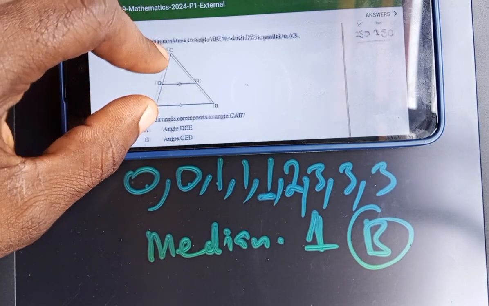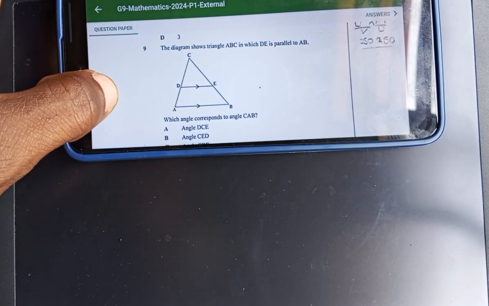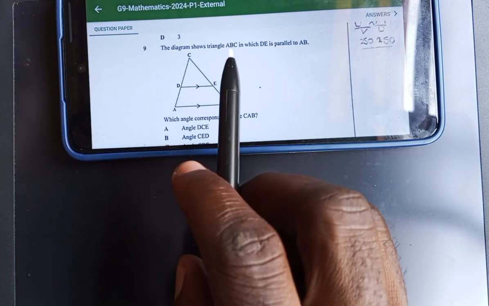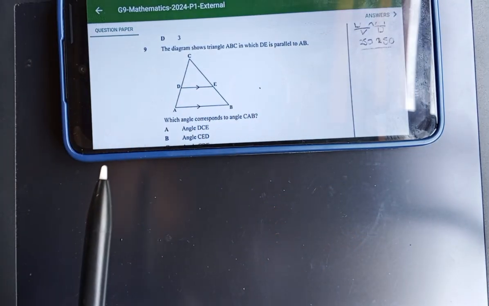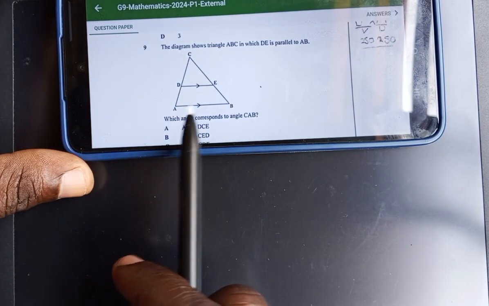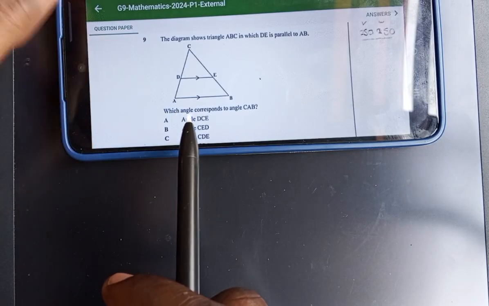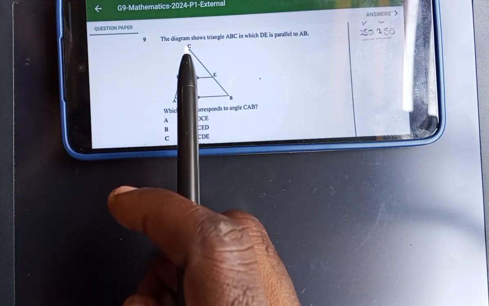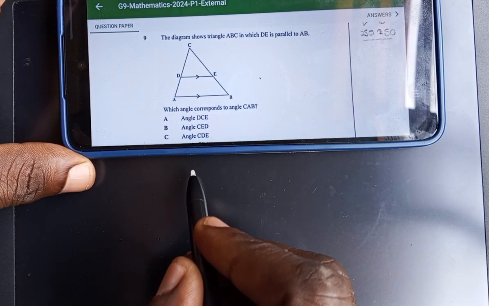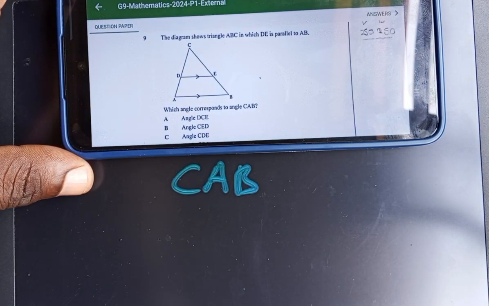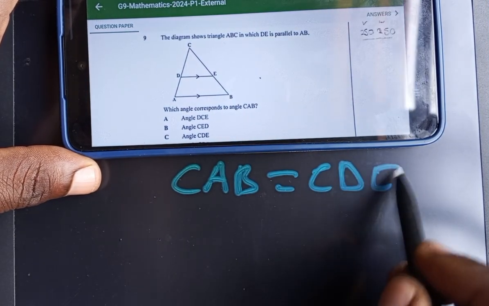Question 9. What's question 9 saying? The diagram below shows triangle ABC in which DE is parallel to AB. Which angle corresponds to CAB? Remember, corresponding angles are equal. So CAB is equal to CDE.